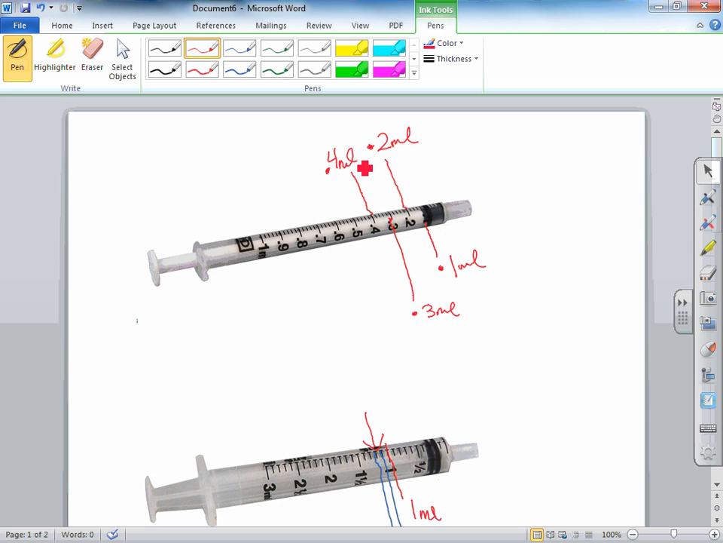So the next line under that 0.3, I'm going to change the color, and I'm going to try my very best to point to that line. That is 0.32. Of course, we always add a leading 0. So that next line is 0.32 milliliters. After that is 0.34 milliliters. So it's increments of 2.